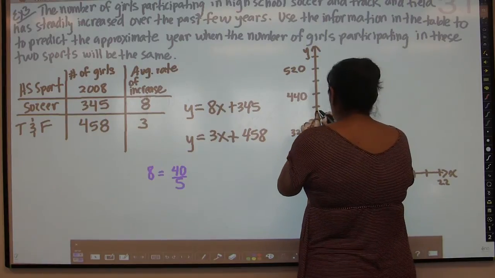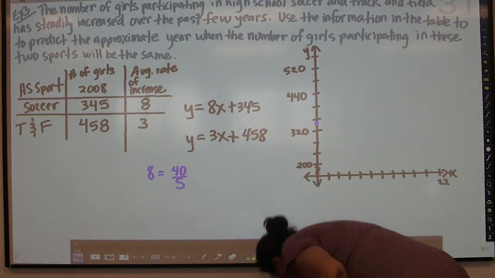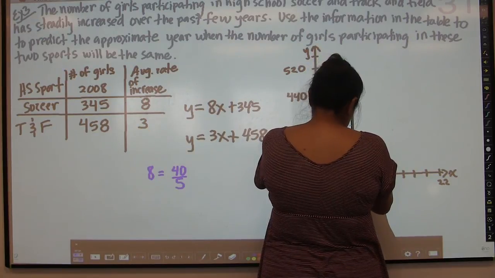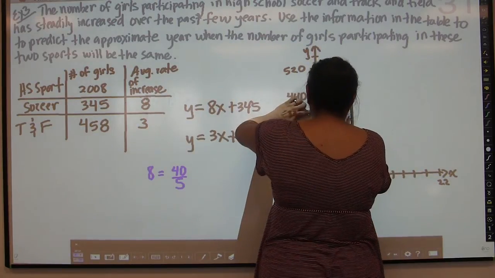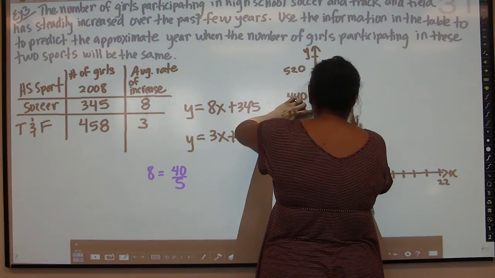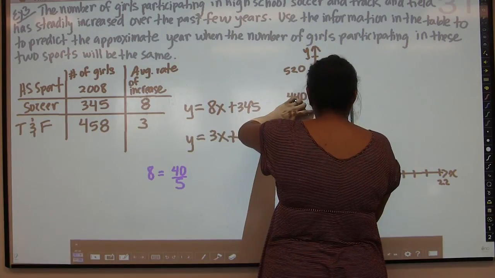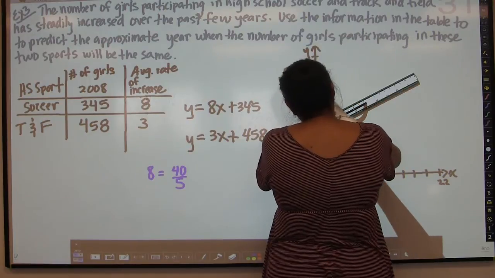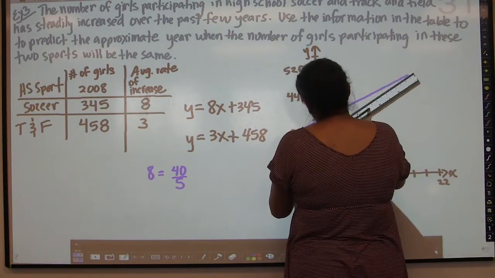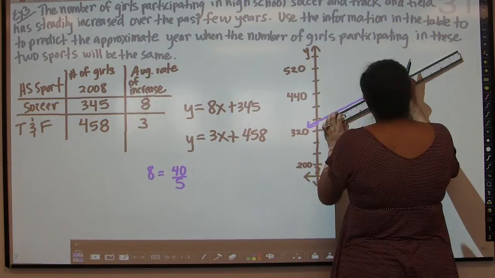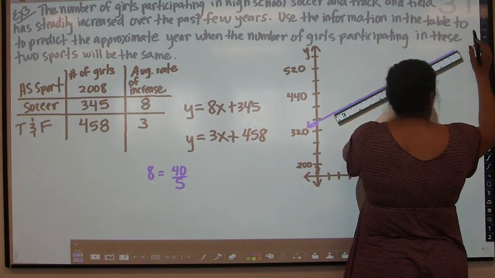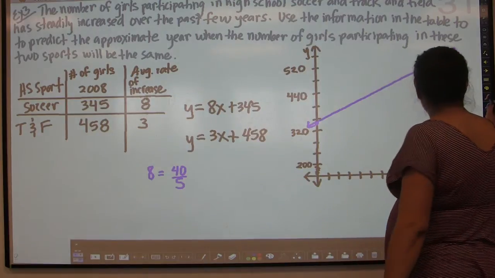40, so we're going to go right. Oh, sorry. I just really want to get this accurate so I can get as close to my answer as I need to be. There we go. All right, so I get that line.